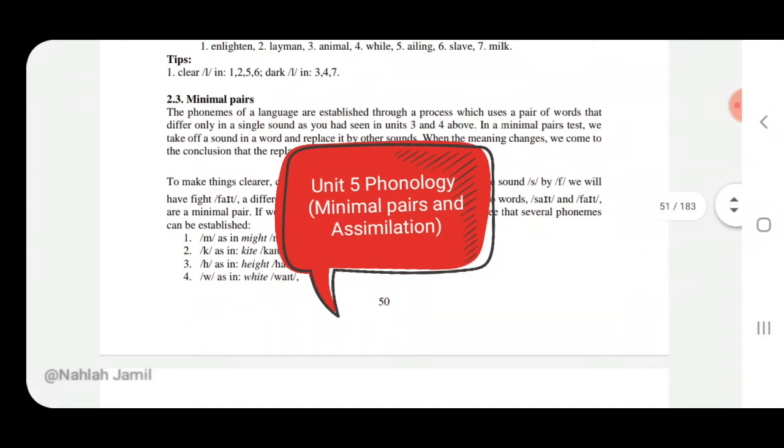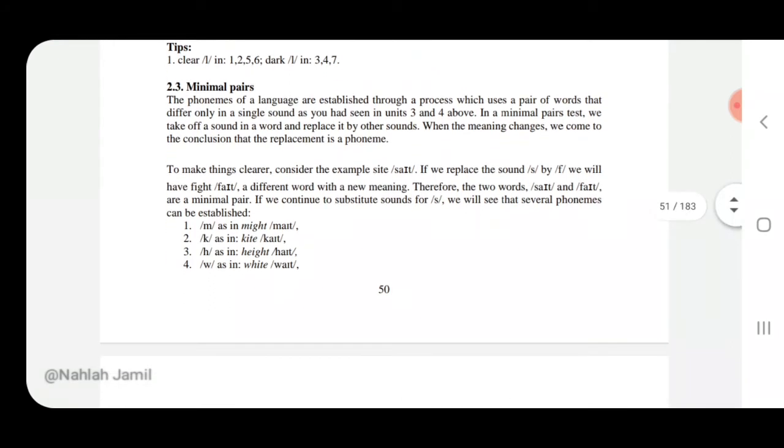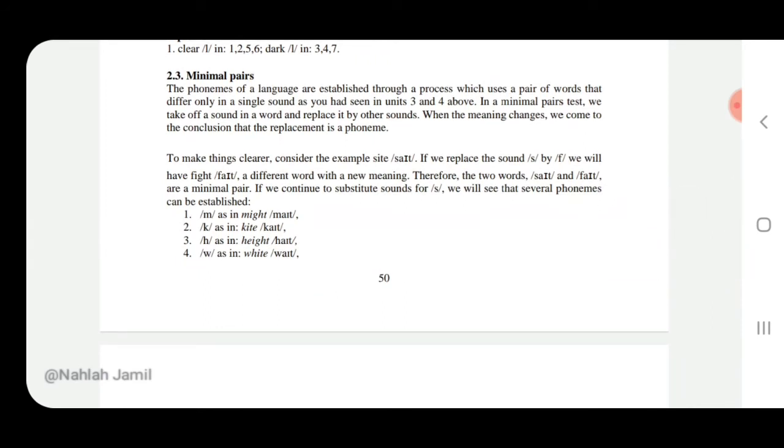Okay, so this is the second part of the video for Unit 5, Phonology. We are going to see minimal pairs. There is a connection between phonemes and minimal pairs. Okay, we are going to see it here.